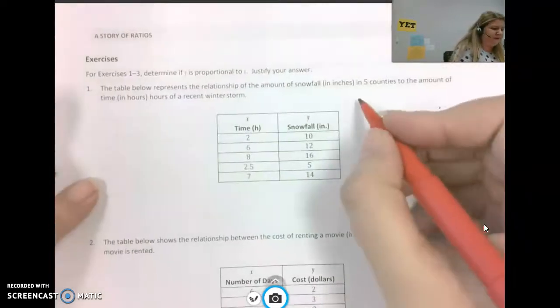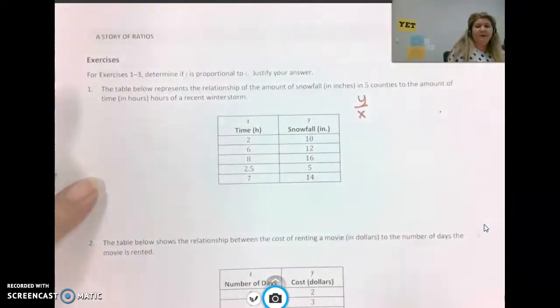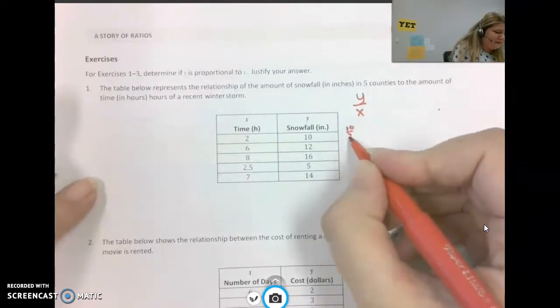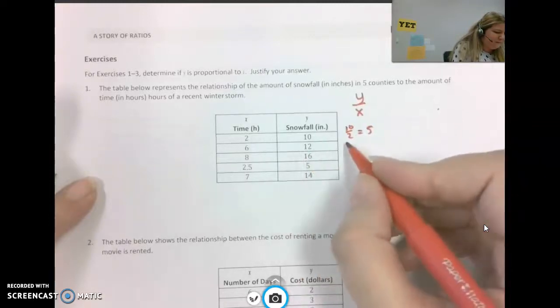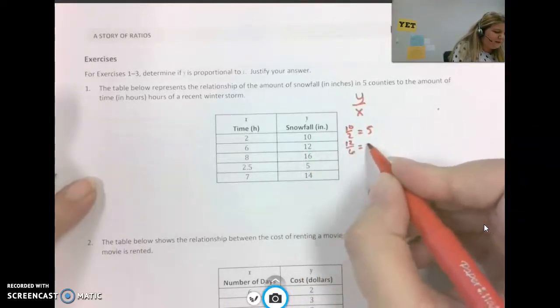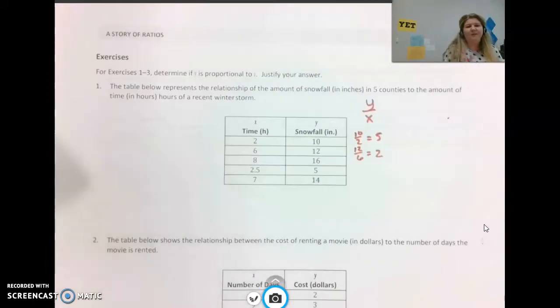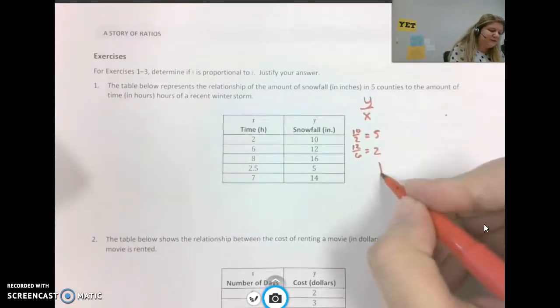Who knows? Okay, so when I have a table and I'm determining if it's proportional, I'm going to do y divided by x. Okay, 12 divided by 6. I can already tell this is not proportional because these are not the same.